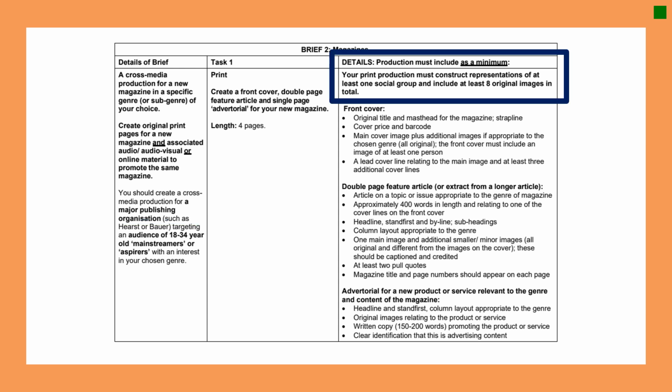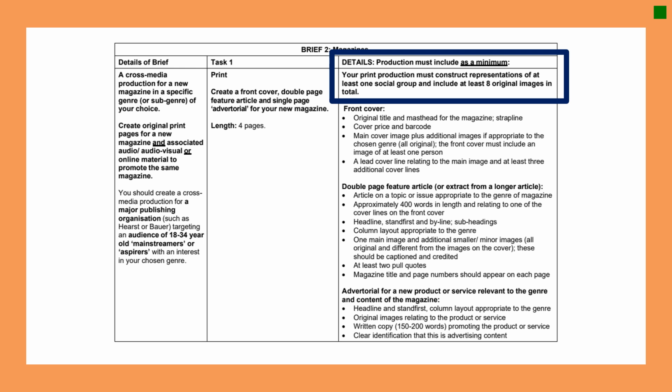And just looking at the brief in more detail, it's really important that you realize that you've got to represent, it says, at least one social group. What this means is you've got to photograph people. So you've got to have people in your magazine and in your double page spread and on your advertorial, as well as on the front cover. So I'm going to ask you in your statement of aims to say what sort of person you think you're going to have on your front cover.